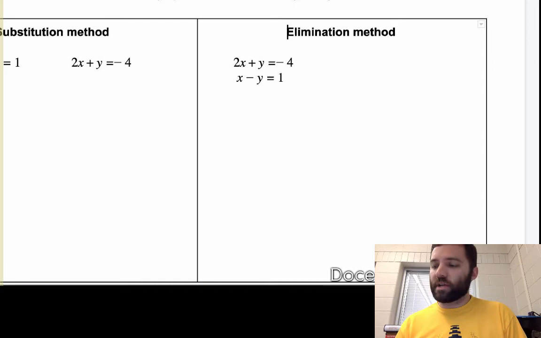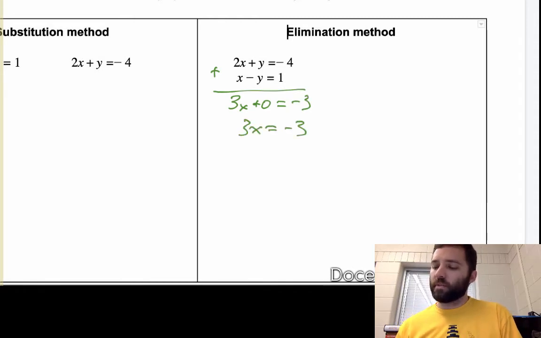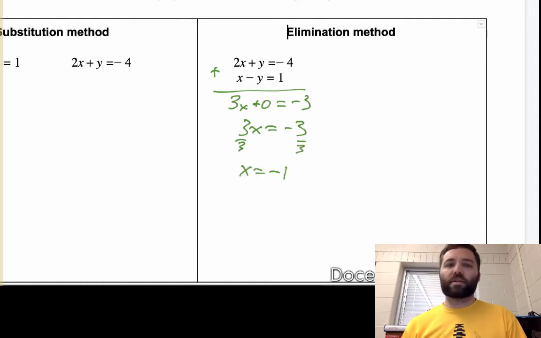So what I'm going to do here is I'm going to add these 2 equations together, and we'll see what happens. The idea is to eliminate one of the variables so that I can solve an equation that just has one variable in it. Okay, so when I add these 2 equations together, 2x plus x gives me 3x. y plus negative y, that's 0. And then I get negative 4 plus 1 is negative 3. So I get this: 3x is equal to negative 3. If I divide both sides by 3 now, I get x is equal to negative 1. Okay, so that's half my answer.